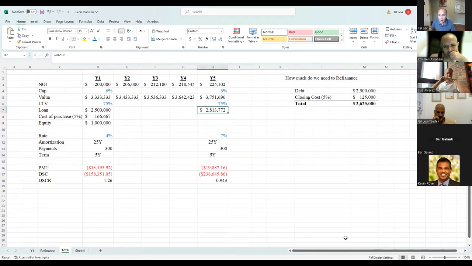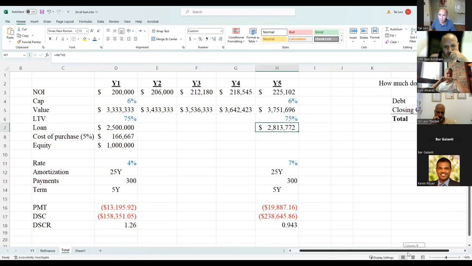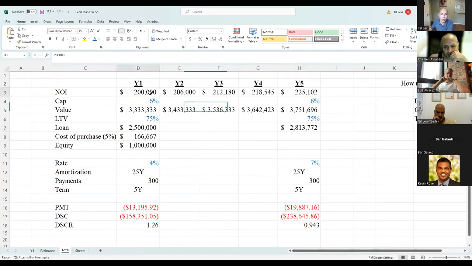Okay, so now let's see what really happened. And this is very, very tricky. So my NOI went up, let's say, inflation-wise, 3% every year. So now we are at the end of year number 5. My cap rate is still 6%. The value of the building right now is $3.7 million. I bought it for 3.3. It is now $3.7 million. And I want to take a 75% loan to value, which is going to be $2.8 million. I need 2.6. Remember, I need 2.6 minimum.